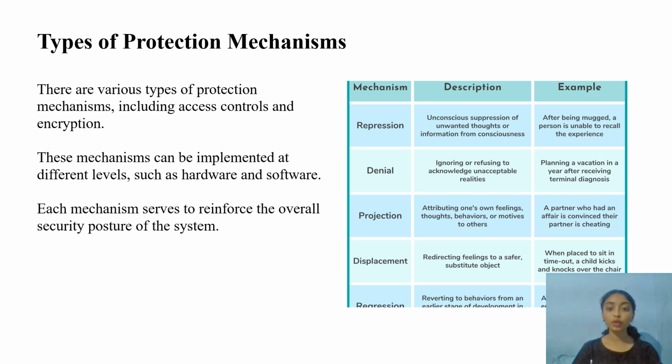Projection. Attributing one's own feelings, thoughts, behaviors, or motives to others. This is the description of the mechanism projection. The example for this is a partner who had an affair being convinced their partner is cheating. Next mechanism is displacement, redirecting feelings to a safer substitute object. The example for that is when placed in a timeout, a child kicks and knocks over the chair.